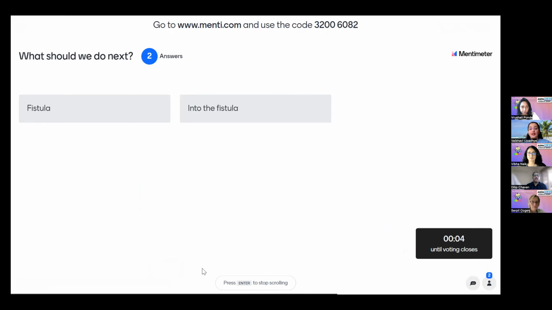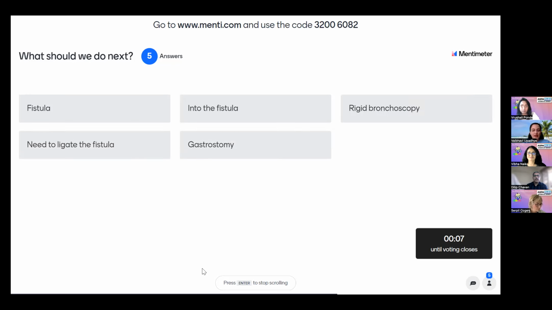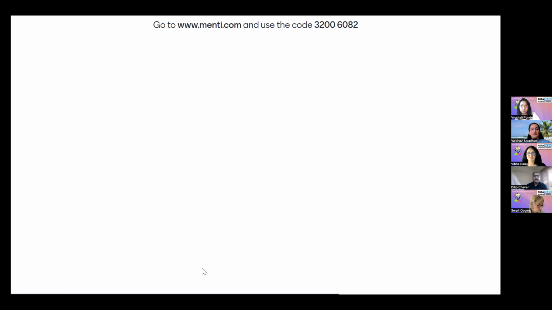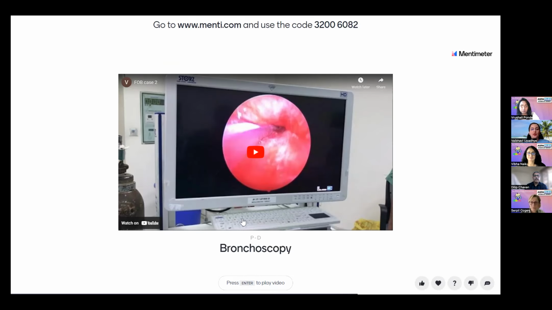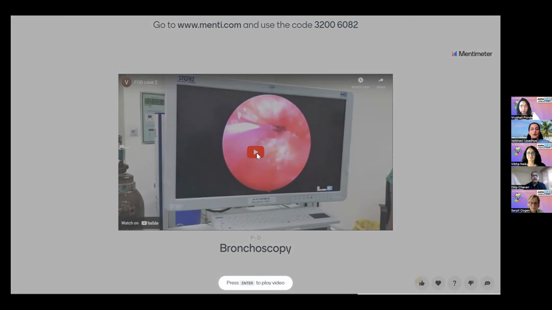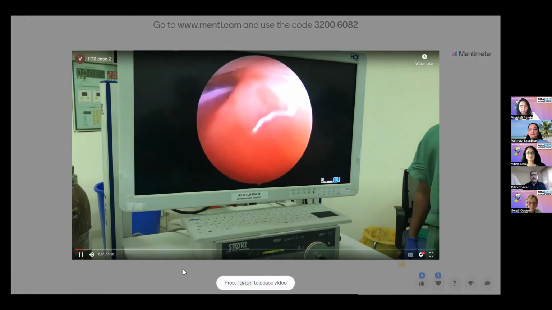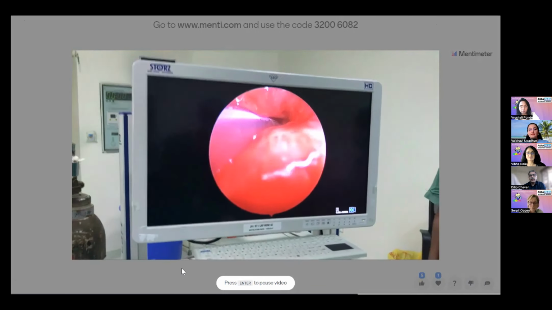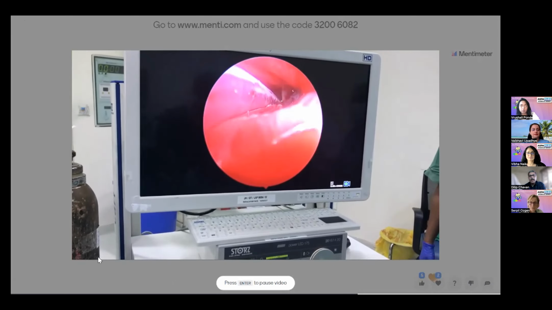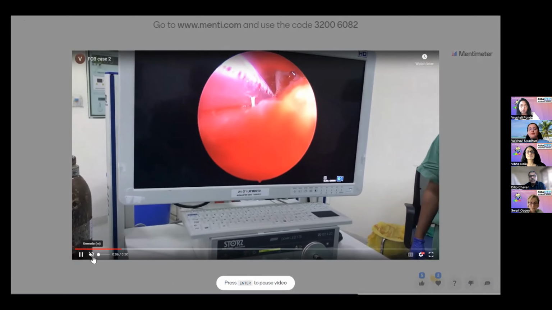Probably in the fistula, yes. What should we do next? A rigid bronchoscopy, yes, absolutely. I think that is what was done. A bronchoscopy was done, and this is what Dr. Dilip saw. Yeah, so this was the bronchoscopy we did, and you can see your nasogastric tube, and then you can see the fistula now.